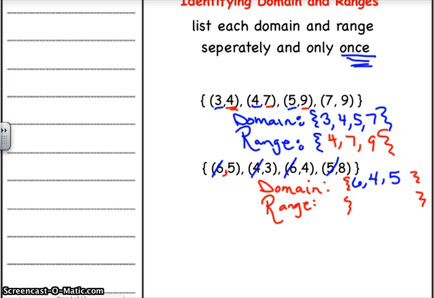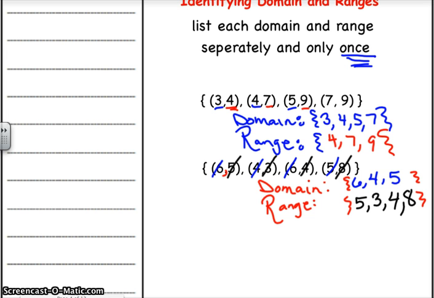Those are my domains. My range is going to be my y. Range is y. My range is 5, 3, 4, 8.